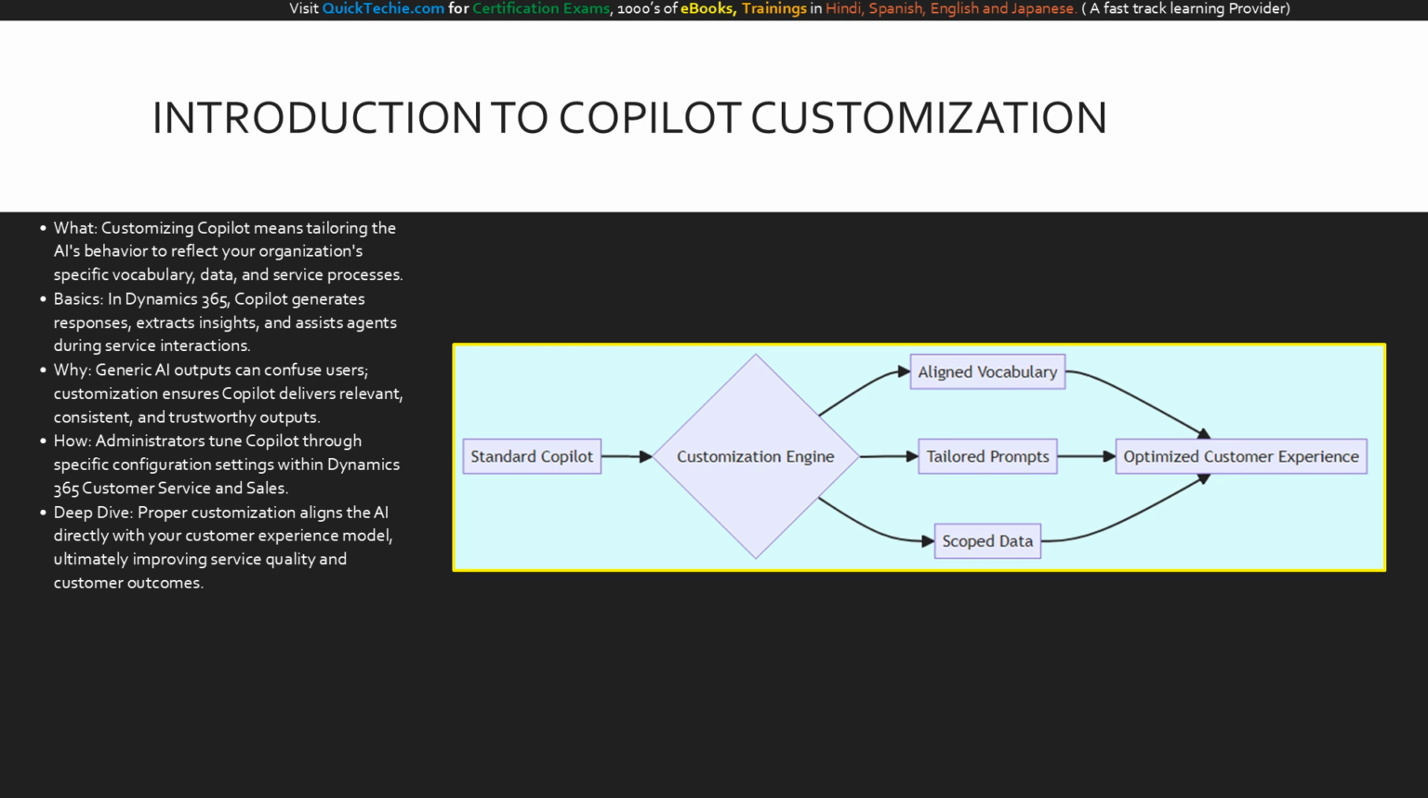Let's look at this flowchart. On the left, we start with the standard Dynamics 365 Copilot. While the out-of-the-box version is powerful, the real value is unlocked when it passes through the customization engine. Here, the AI branches out to consume your aligned vocabulary, tailored prompts, and scoped data. All of these configured elements converge into our ultimate goal on the right, an optimized customer experience. This visual shows that customization isn't just a technical checkbox, it is the vital bridge between generic AI capabilities and a highly specialized, brand-aligned customer service assistant.